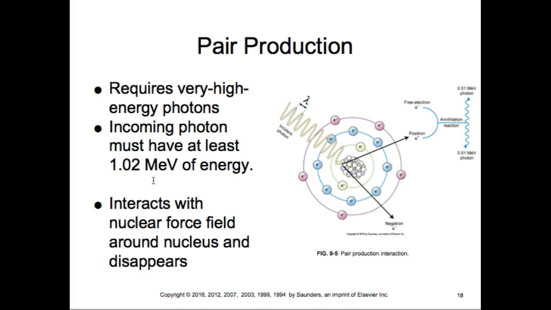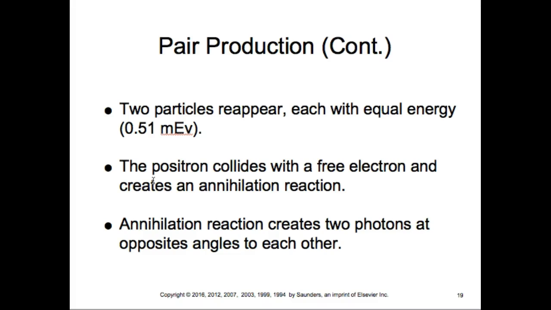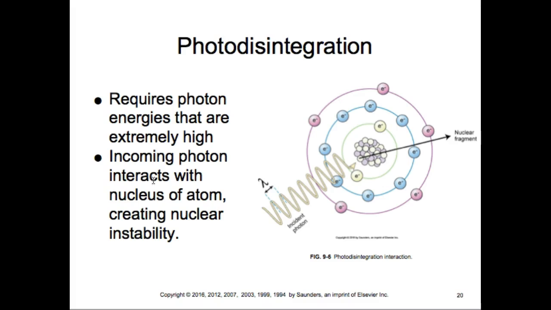So there you go, pair production. So two particles reappear, each with equal, oh, this is still under pair production, I'm sorry. So the two interact and you get a 0.51 MeV and a 0.51 MeV. The positron collides with the free electron and creates an annihilation reaction. The annihilation reaction creates two photons at opposite angles to each other. So when you think of pair, think of 0.51 plus 0.51 equals 1.02. So that's your pair production at radiation therapy levels, MeV.